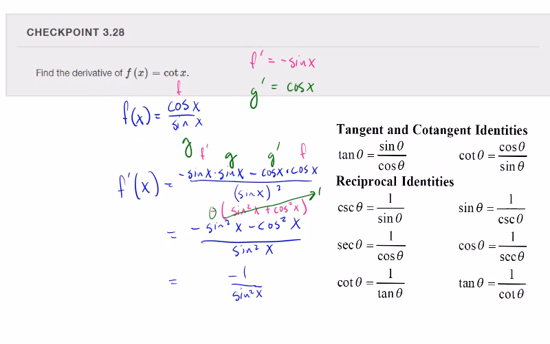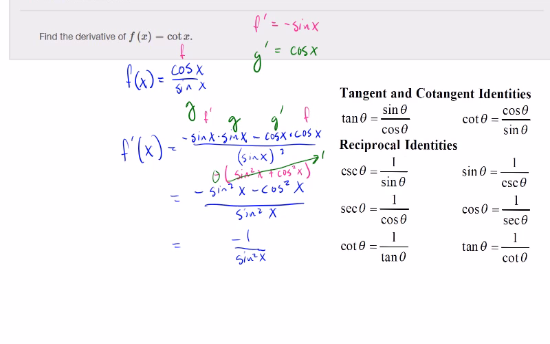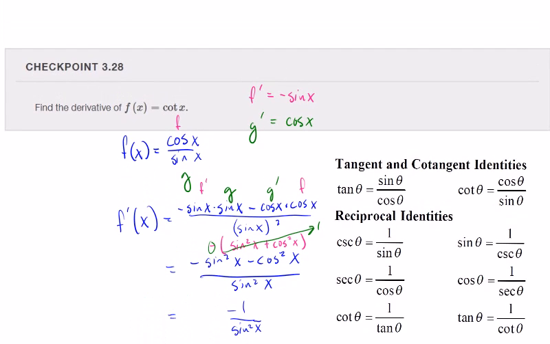All right, and 1 over sine is equal to cosecant. And so this just equals negative cosecant squared x. And so that's what the derivative of cotangent equals. So the derivative of cotangent is equal to negative cosecant squared x. All right, so by using trig identities, we can find derivatives of other trig functions, right?